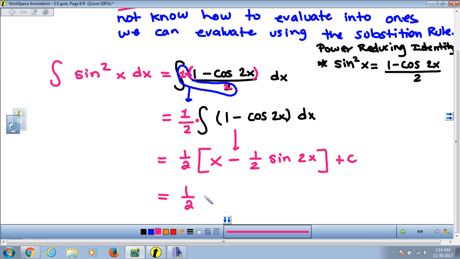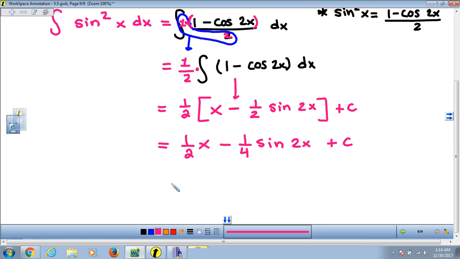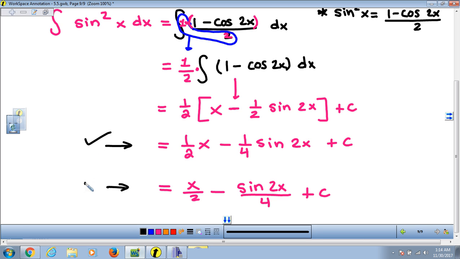So now all I have left to do is distribute. 1/2 times x, 1/2. 1/2 times negative 1/2, negative 1/4, sine 2x, plus c. What else could we do? Not much. Probably the only thing you could do is say 1 times x is x over 2, and instead of having the minus 1/4, minus sine 2x over 4 plus c. But in reality, to me, either this answer or this answer, both are correct answers.